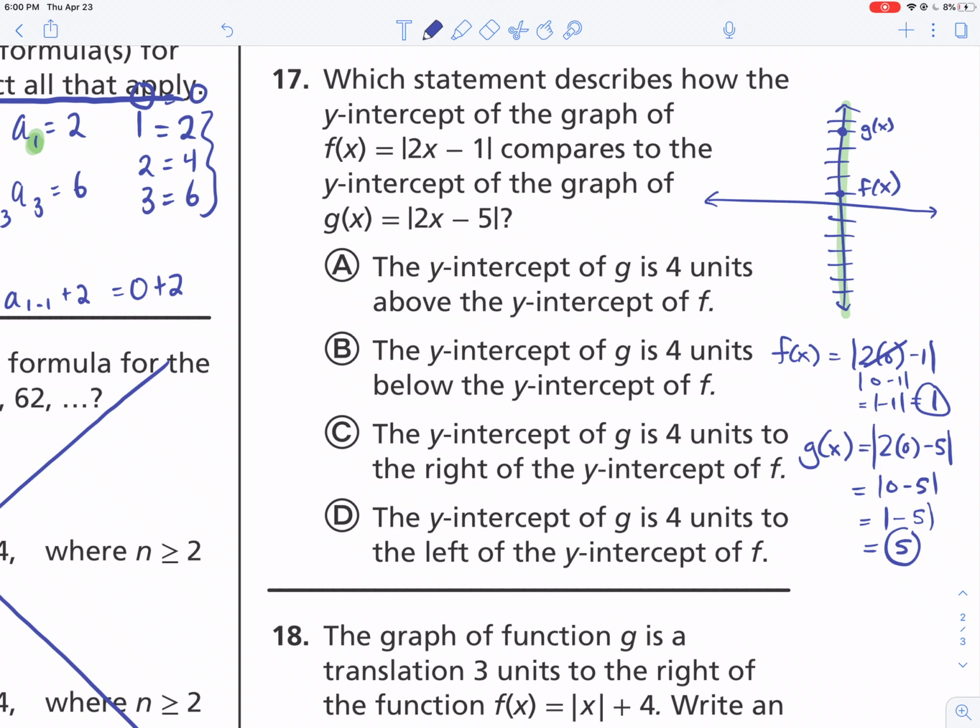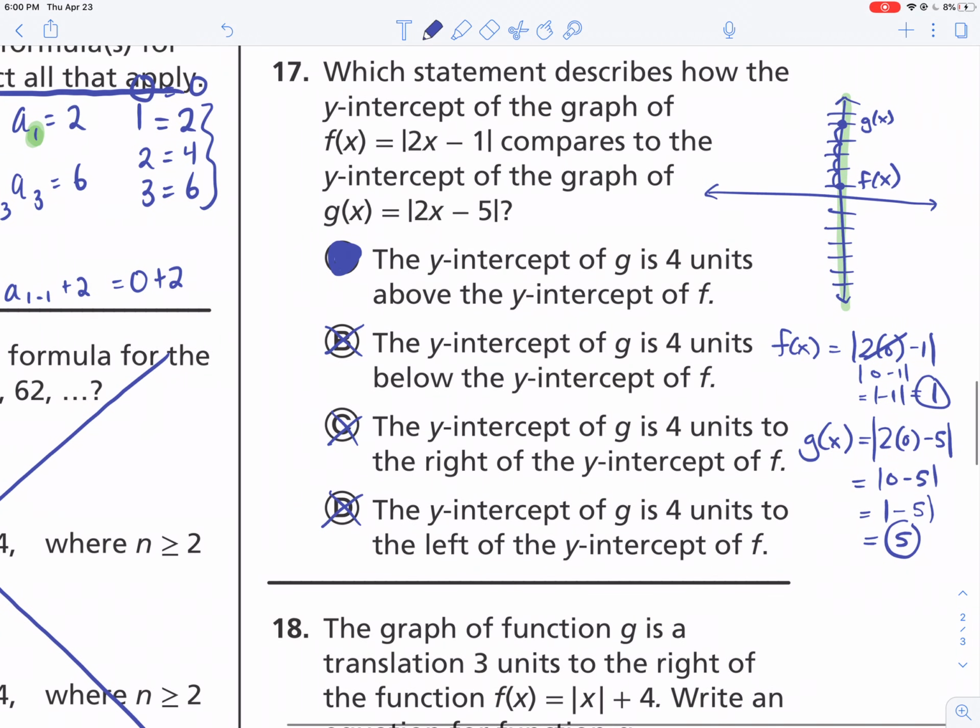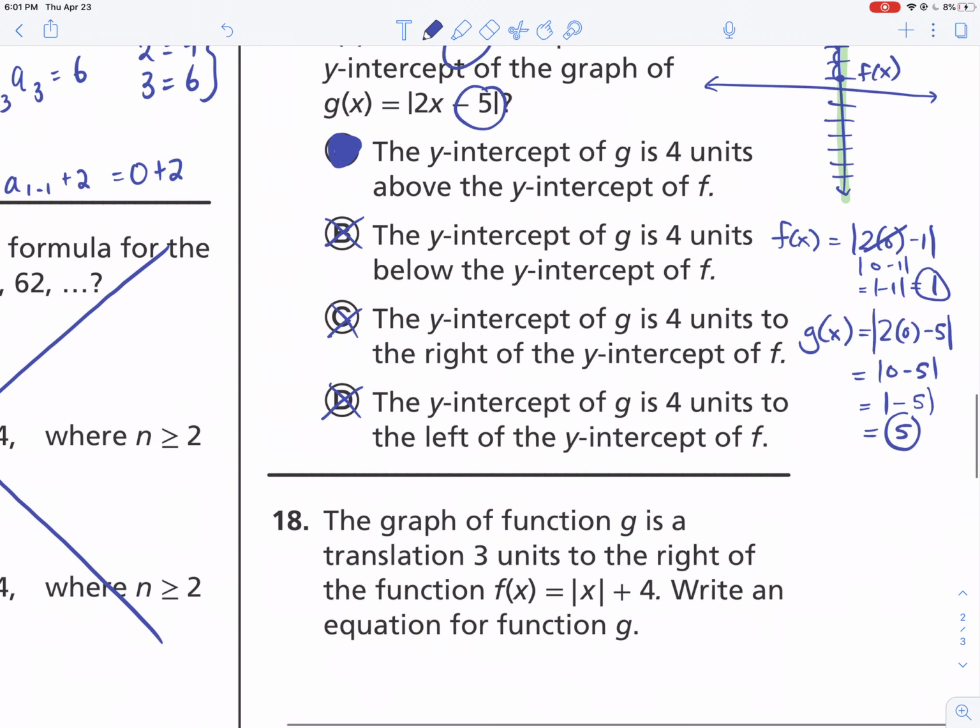So we look at ours, and it says, which statement describes how the y-intercepts compare? Looking at A, the y-intercept of g is 4 units above the y-intercept of f. 1, 2, 3, 4. Possibly. That one looks good. Let's look at the other ones. Y-intercept of g is 4 units below. It helps that I labeled them, but g is above for sure. And then the y-intercept of g is to the right. Nope. And then the y-intercept of g is 4 units to the left. Nope. So we end up with A. It helps us to go through and solve them because we might have gotten confused thinking a negative 5 is below a negative 1, but we're doing the absolute value of it.